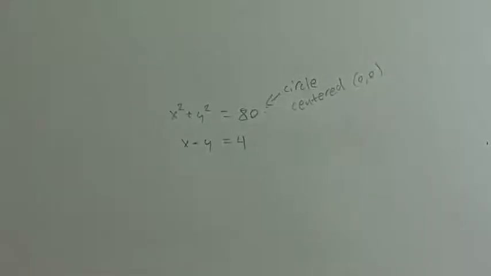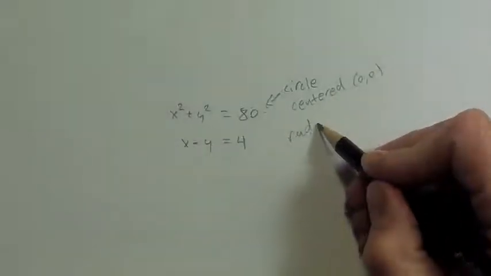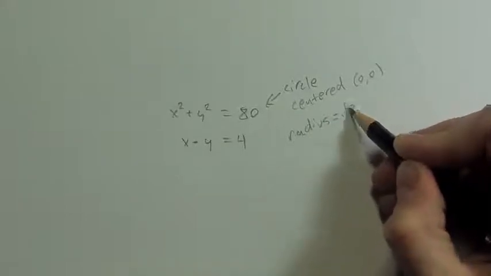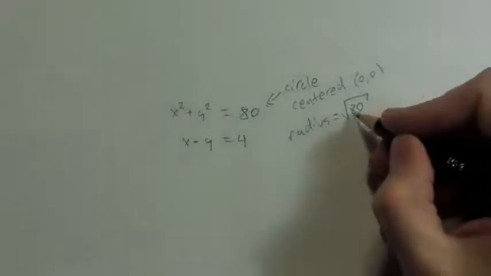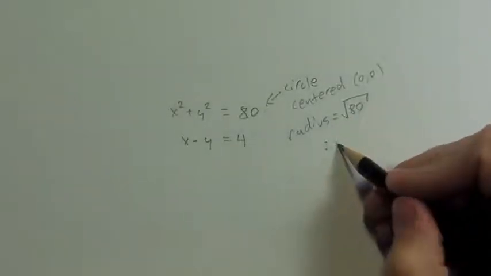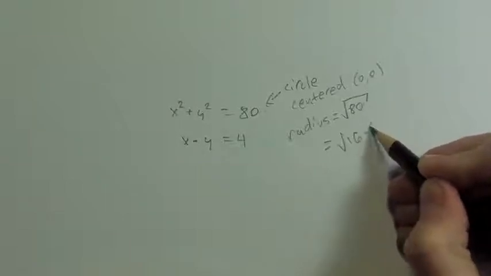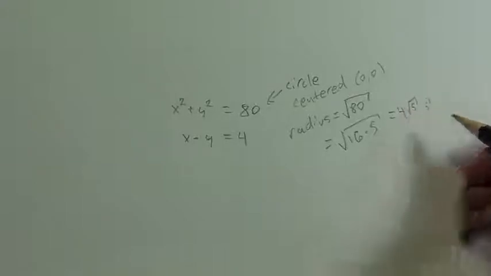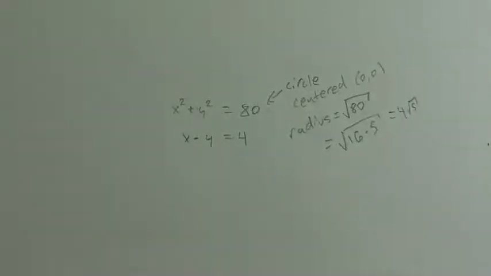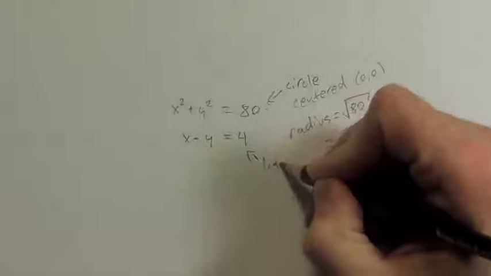And its radius is the square root of 80. We can take that out: that's 16 times 5, so the square root of 16 is 4. So this is 4 root 5. It's not necessary to know that this is a circle. That just gives an idea of about what radius it has. And then this is the line.